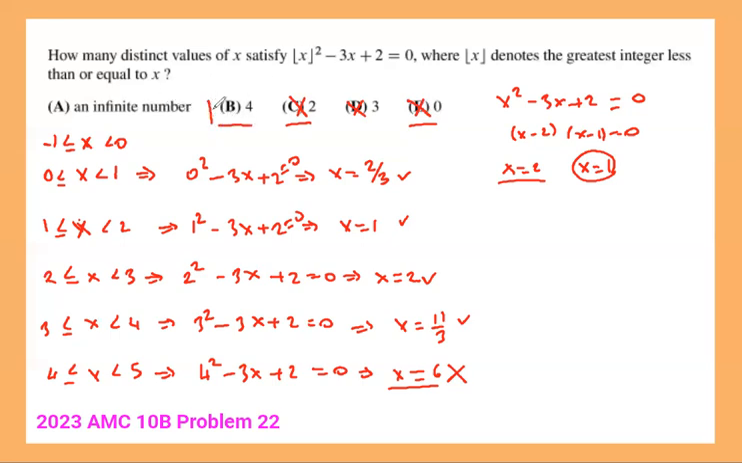So the solutions are going to be these numbers. You may actually prove why that is the case, but right now it's not needed. You can challenge yourself if you want to. So we have 4 numbers that actually satisfy. See you next time.